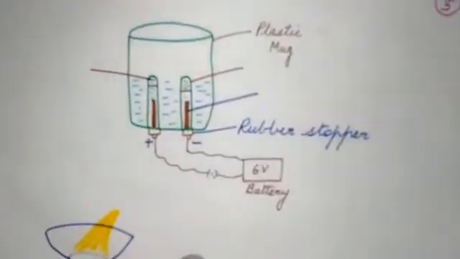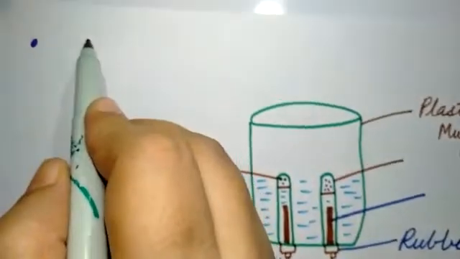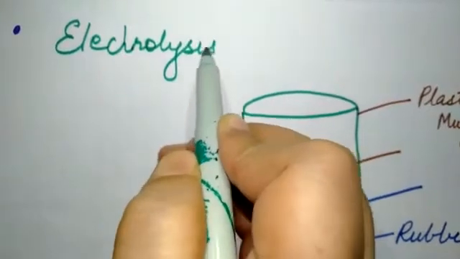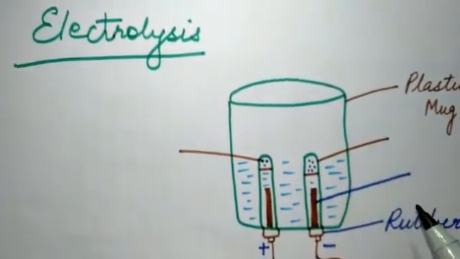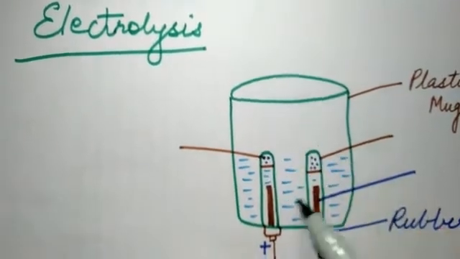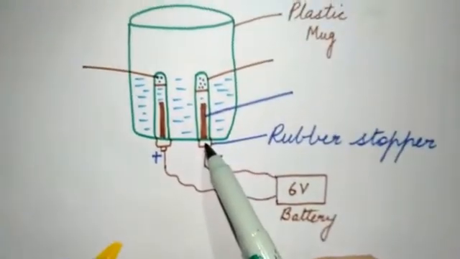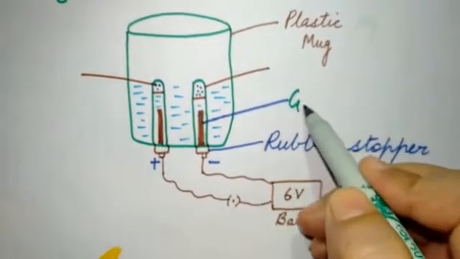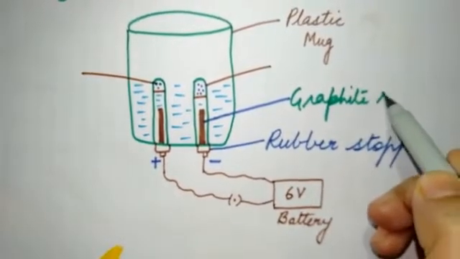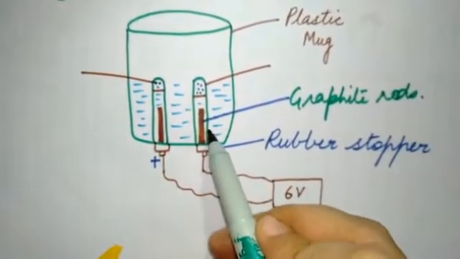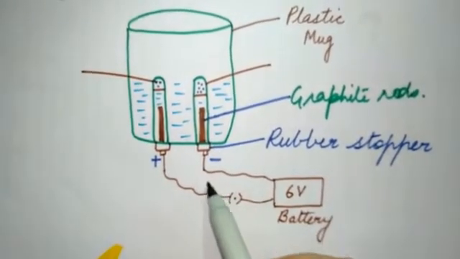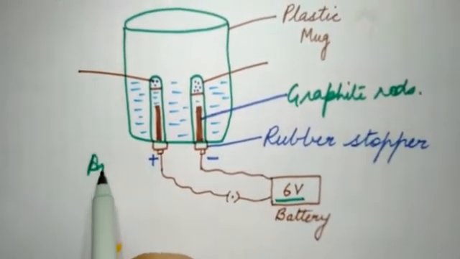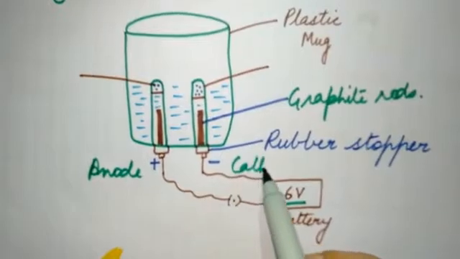Now we look at the next one, that is electrolysis. The second type of decomposition reaction is the electrolysis reaction. Here we are doing electrolysis of water. For that, we take a plastic mug and drill two holes at the base and insert two graphite rods, or carbon rods, and connect these electrodes to a 6 volt battery. This is the positive electrode. The positive electrode is known as anode and the negative electrode is known as cathode.